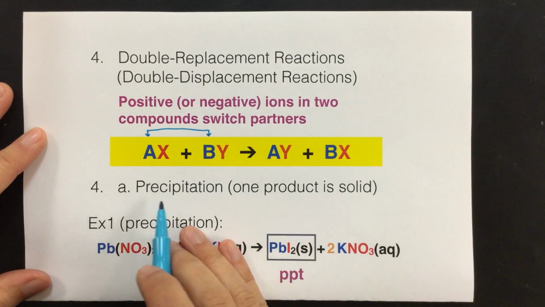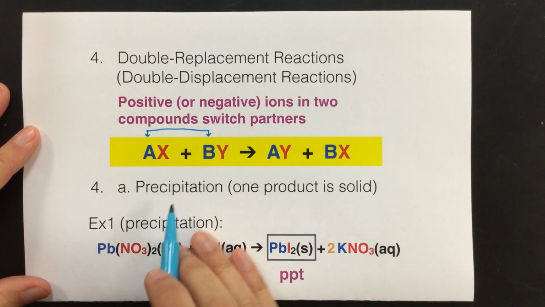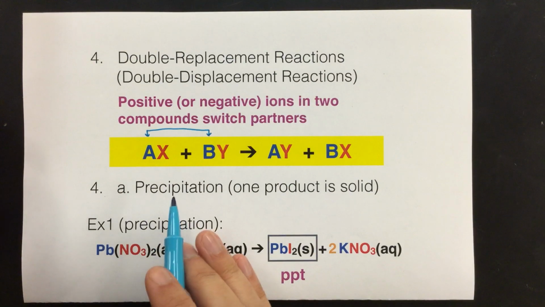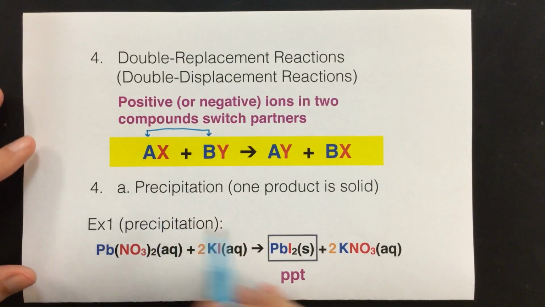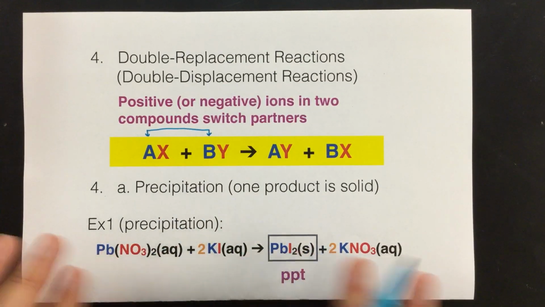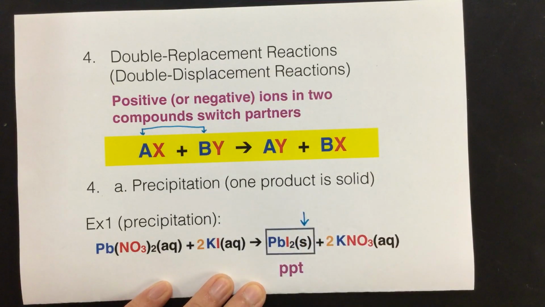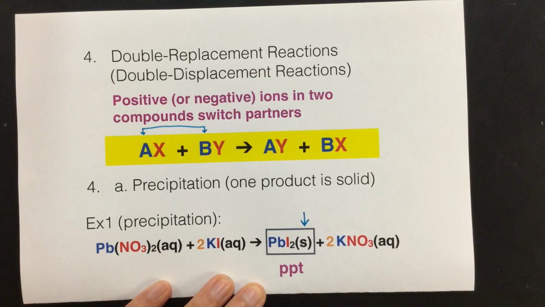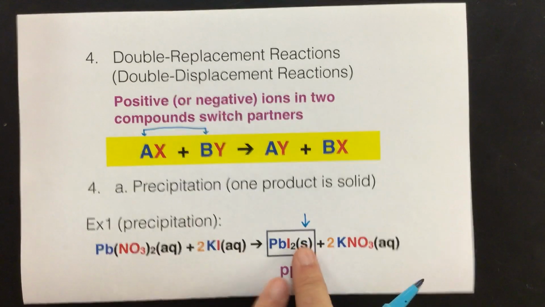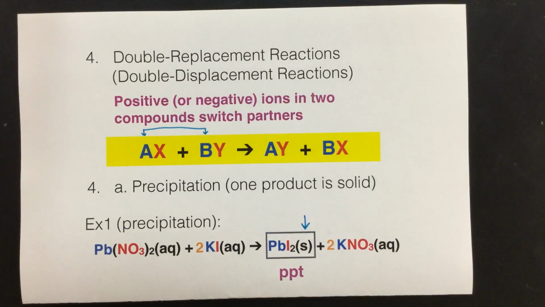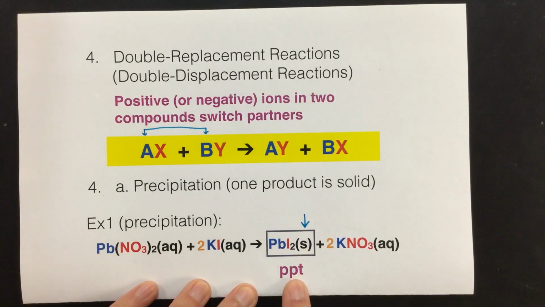So remember, this one is called precipitation. And remember, a precipitate is a solid that forms in solution. So when you do your double replacement reaction and if one of your products is a solid, you check your solubility table, and one of them is a solid, that's a precipitate, right? Because you mixed two solutions and you got a solid, that's a precipitate. So the fact that you produced a solid here, precipitate, means that this is a precipitation reaction.